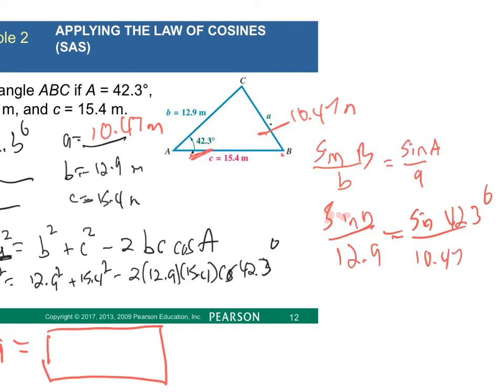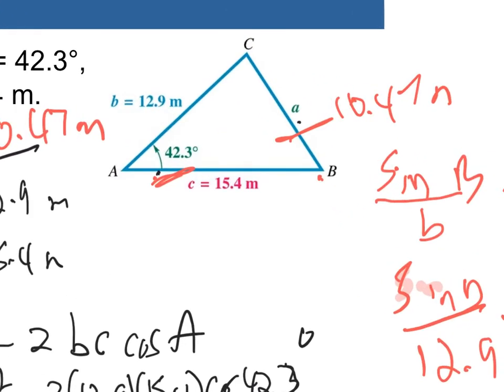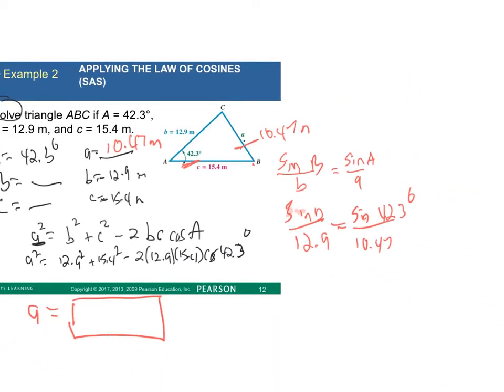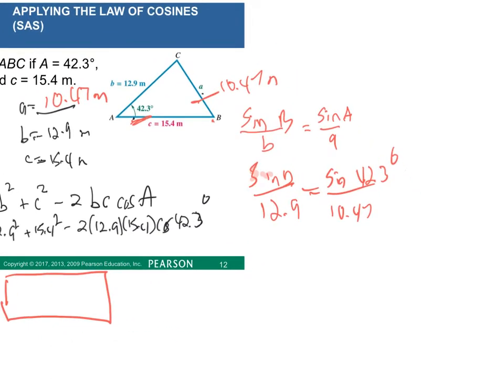Now you know that I already rounded to get to 10.47, so there's already one rounding mistake in there. But the angle he has in the problem only went to one decimal place, so I'm probably okay at one decimal place. So sine of B will be equal to sine of 42.3 degrees times 12.9, all divided by 10.47.